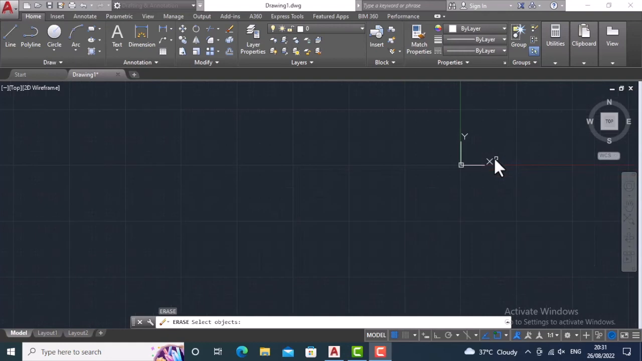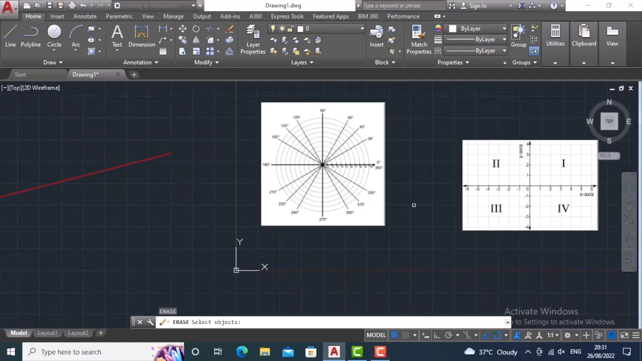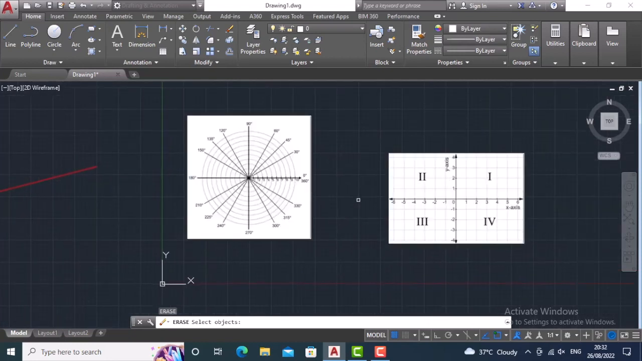Today on AutoCAD series we will talk about coordinate system, which is very necessary to know about. We have two coordinate systems, which are the Cartesian coordinate system and the polar coordinate system. Let's first talk about the Cartesian coordinate system.